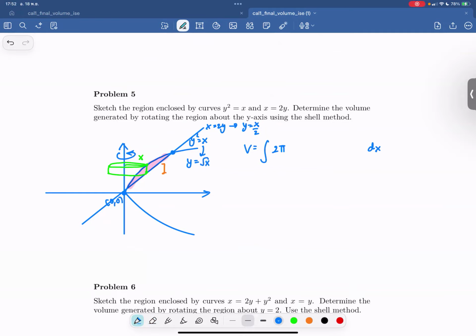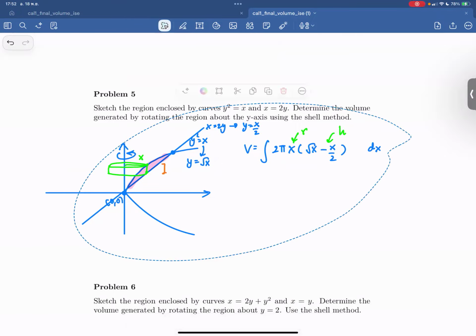Okay, so the radius is x, and the height is x over 2. Oh, sorry, the upper one is square root x, right? And the lower one is x over 2. Okay, radius and then height. And for the boundary of the integral, you have to find the intersection point.